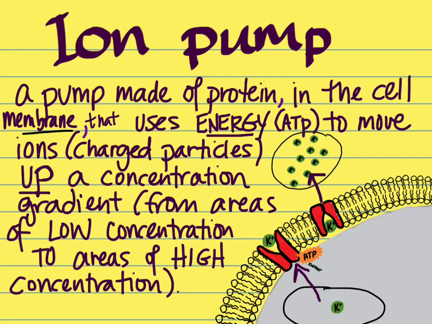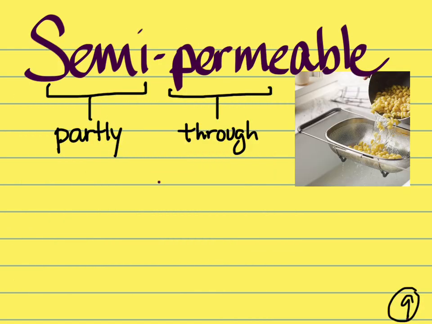So an ion pump, this is your user-friendly definition, a pump made of protein in the cell membrane that uses energy, and of course cells use ATP for energy, to move ions, those would be charged particles, up a concentration gradient. So from an area of low concentration to an area of high concentration.